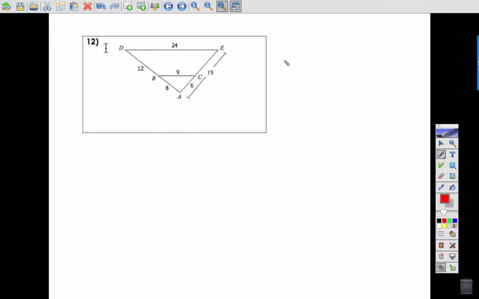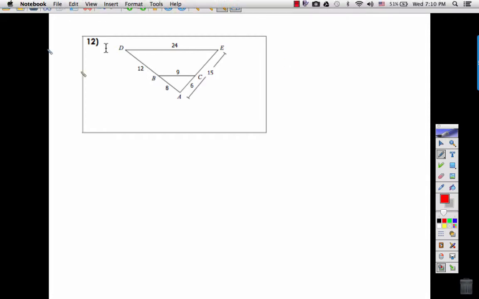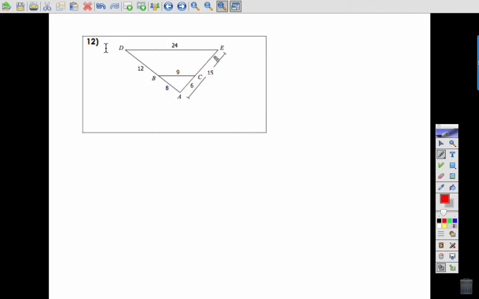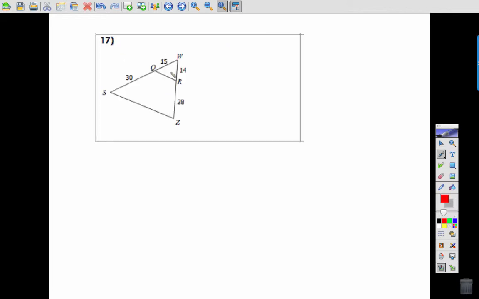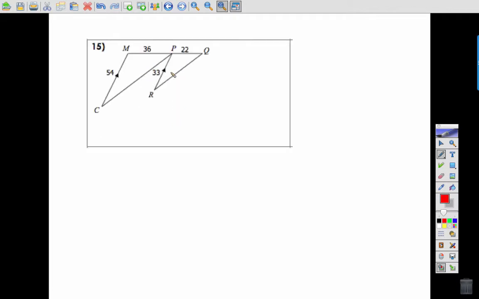It's exactly the same type. And this, I would argue, is exactly the same type as well. The only difference is that you need to calculate the length. You need to calculate the total length of AD. You just do 12 plus 8, which is 20. Number 17 is the same, so I'm not going to do it.